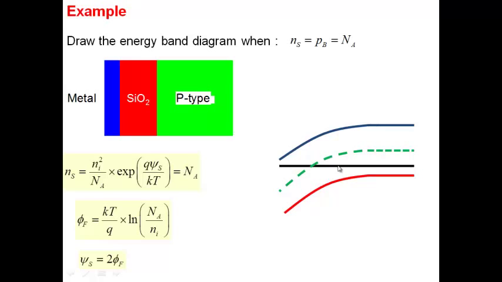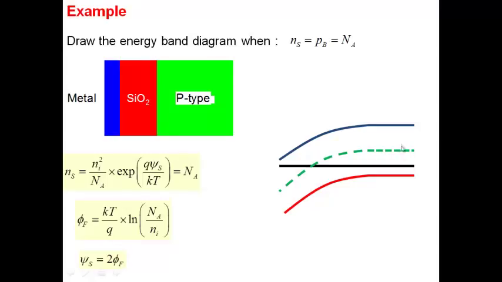How much is this? So this separation is how much? Phi f. And how much is this from here to here? Another phi f. So this is phi f and this is phi f here. Total band bending that you can see here is 2 phi f. Okay. So we know how much band bending we have to do to cause the inversion to occur at the surface here. Psi s equal to 2 phi f.